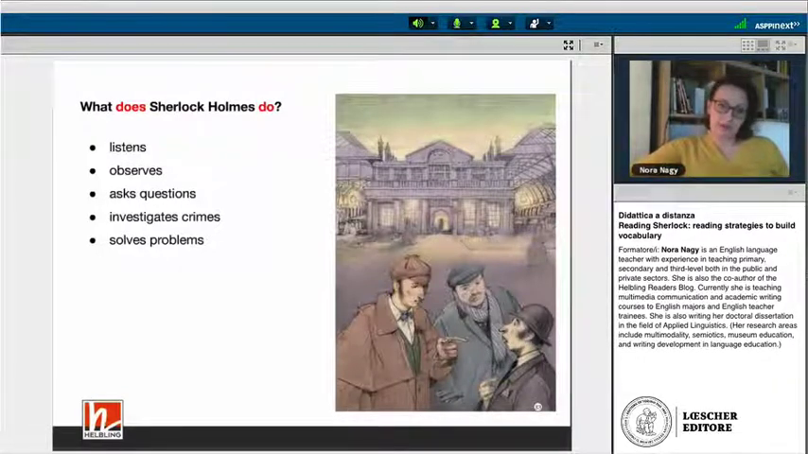So apart from remembering that this is what a detective does, I think it's a good thing to remember that this is what we can also do when we are reading a text or listening to someone in the language class. So you can keep a language notebook and act like Sherlock Holmes and listen, observe, and ask questions, and also take notes of the things that you have observed.